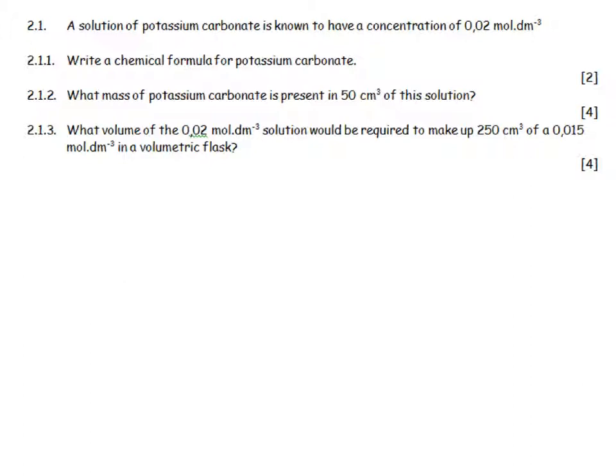A solution of potassium carbonate is known to have a concentration. Write the chemical formula for potassium carbonate, K2CO3, because potassium has a valency of 1 and carbonate has a valency of 2.